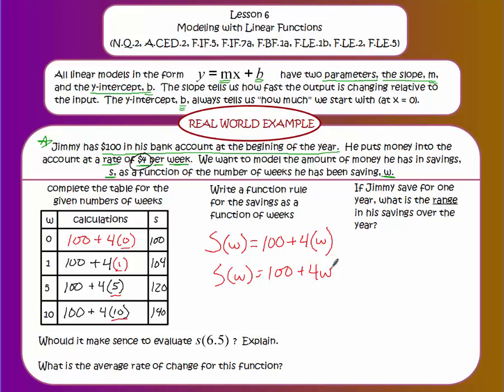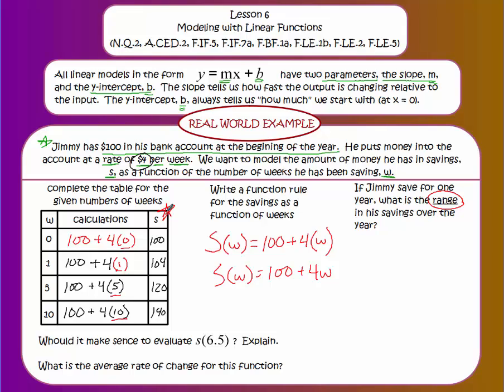So if Jimmy saved for 1 year, what is the range in his savings over the year? We remember this word range here, right? The range was the set of all y values, and the y values are the outputs. So in other words, if he saved for a year, I'm looking at the savings column. That's the output, so we want to know the minimum and the maximum. That would be the entire range for a year.